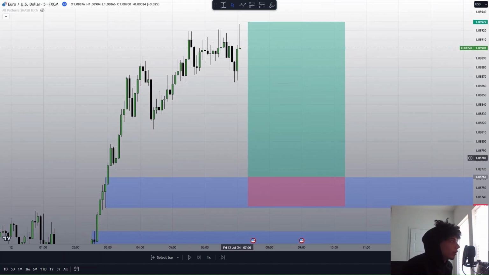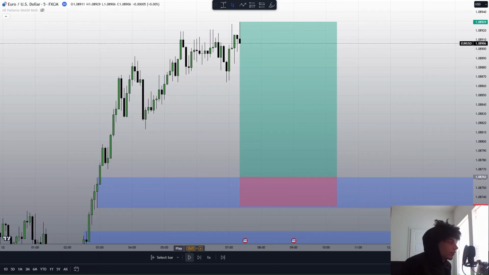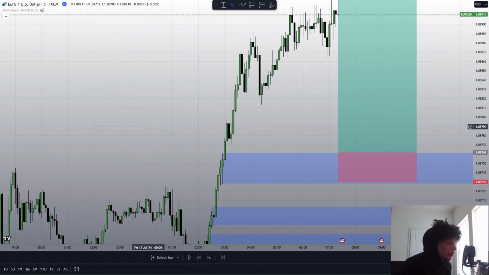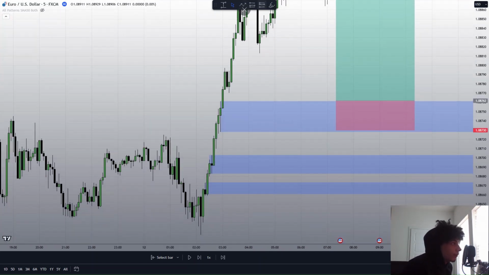So we are in EUR/USD. All right, we got the replay mode so we can see. Matter of fact, let me pause it real quick so we can go to the other examples. It's right here. Not only did we have a break of structure right there. All right.